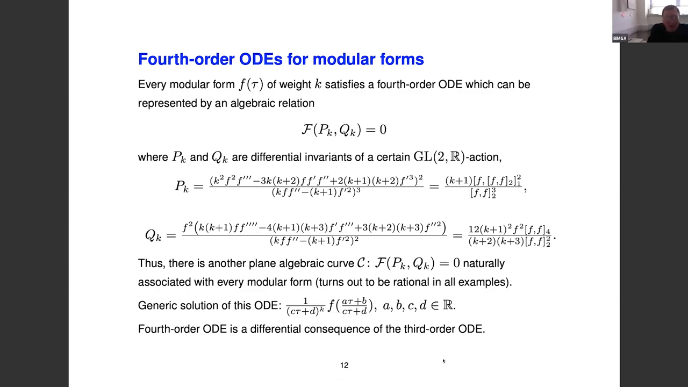Now what's the difference from the previous case? You see, in this picture, both top and bottom are modular forms for any f, right? For any modular form f, both top expression and bottom expression are modular forms. Same here for qk. This expression and this expression are also modular forms. So both pk and qk are always modular functions. We don't need to restrict to k equals 2 in this case, for any k, right? And therefore, by the same Hurwitz theorem, pk and qk must satisfy an algebraic relation. This gives another algebraic curve naturally associated to any modular form. So the previous, a third order equation gives you one curve, F of ik, jk equals 0. And a fourth order equation gives you another curve, F of pk, qk equals 0.